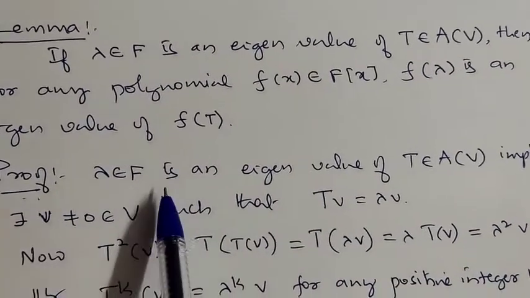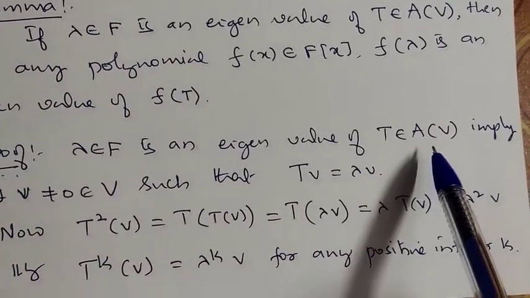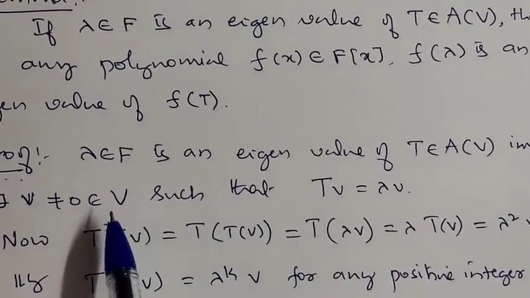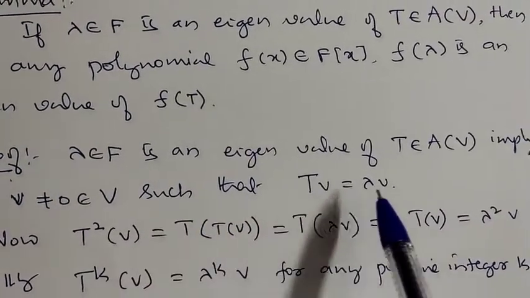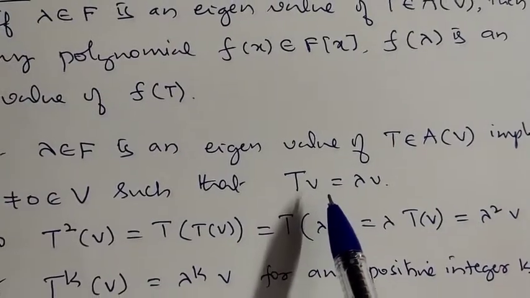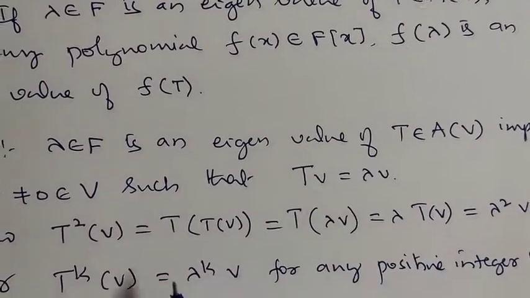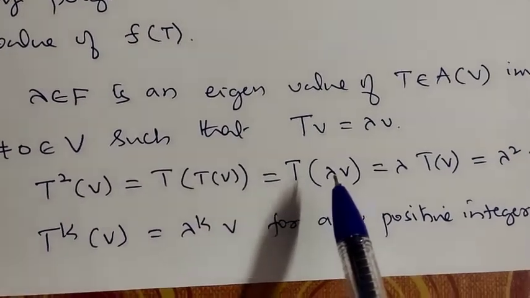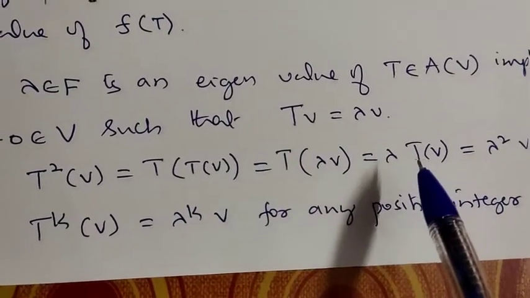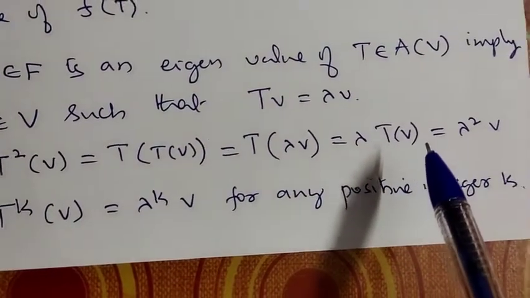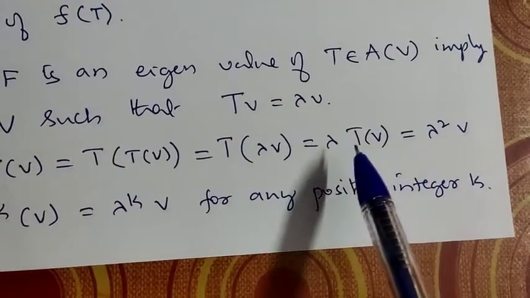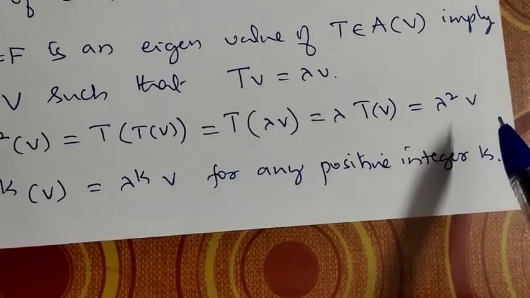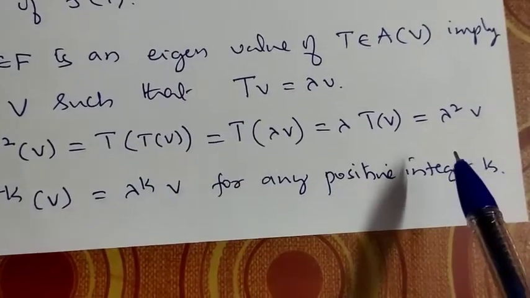Let lambda belonging to F be an eigenvalue of T. If lambda is an eigenvalue of T, this implies there exists some non-zero vector v in V such that T(v) is equal to lambda times v. This v is called the corresponding eigenvector. Now T square of v is what? T of T(v). T(v) is lambda times v. Since T is linear, lambda into T(v). Again T(v) is lambda into v. So lambda into lambda means lambda square of v. Therefore T square of v is lambda square of v. Thus T cube of v is lambda cube of v, and so on.